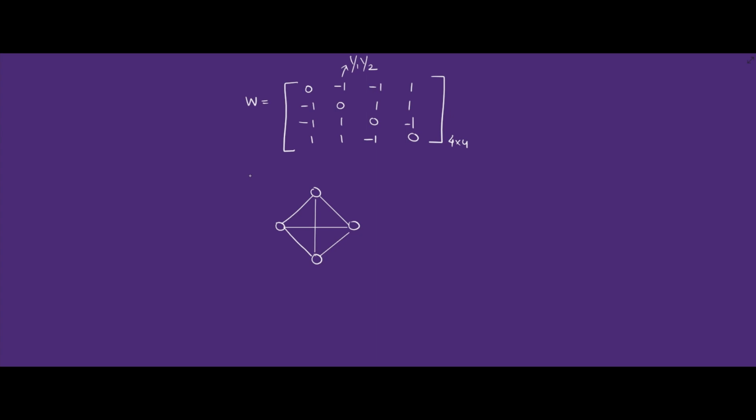So let's say this is 1, 2, 3, and 4. So 1 2 is -1, 1 3 is -1, 1 4 is 1, and 2 3 is 1, 2 4 is also 1, and 3 4 is -1. So if I define a Hopfield network with these weights and I input some q to it, let's say this is a q that I give to the system.